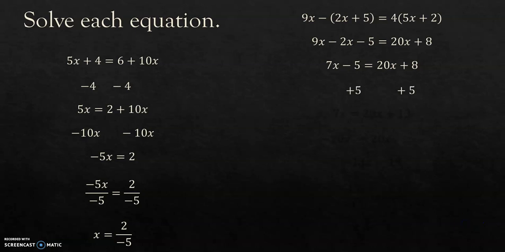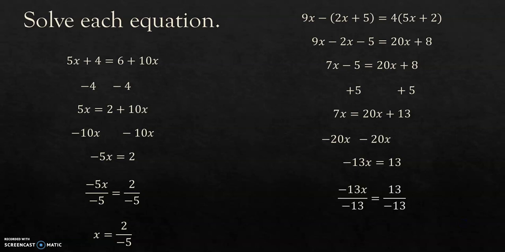Add 5 to both sides. 7x equals 20x plus 13. Subtract 20x. -13x equals 13. Divide by -13 on both sides. x equals -1. Section 3.1, General Equations.